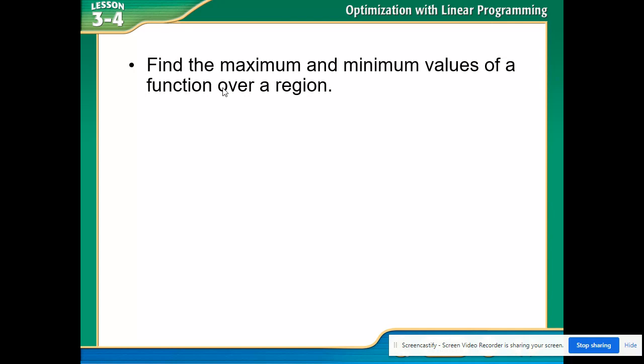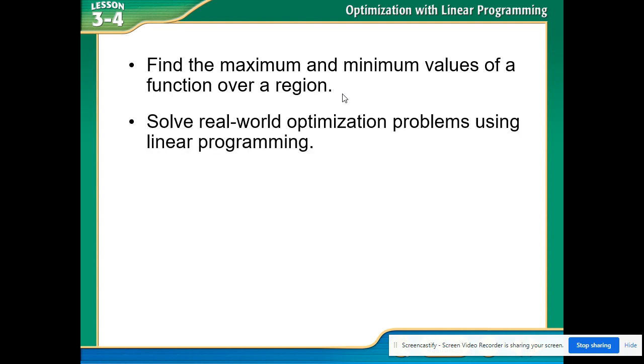So, what are we going to be doing today? We're going to be finding the maximum and minimum values for a function over a given region. And then we're going to do real world optimization problems using what's called linear programming. Now, I did go ahead and give you a few videos to watch in terms of the appropriate keys to hit on the graphing calculator, but I have some examples obviously here.